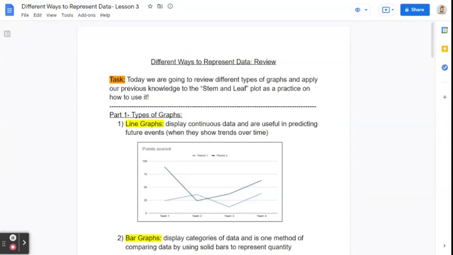It's different ways to represent data. Today we're going to review different types of graphs and apply our previous knowledge from lesson 1 to the stem and leaf plot as a practice on how to use it. Part 1, types of graphs.